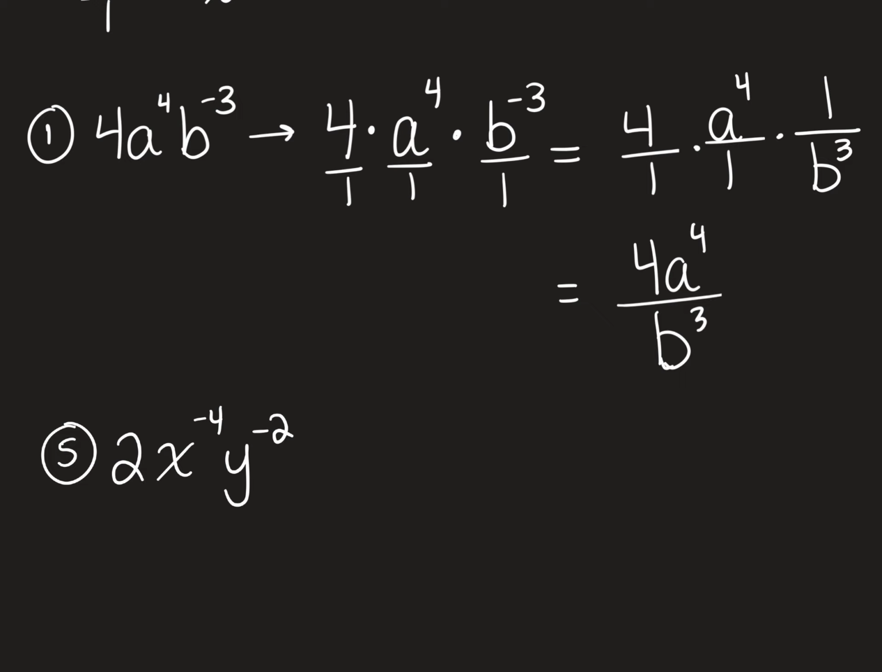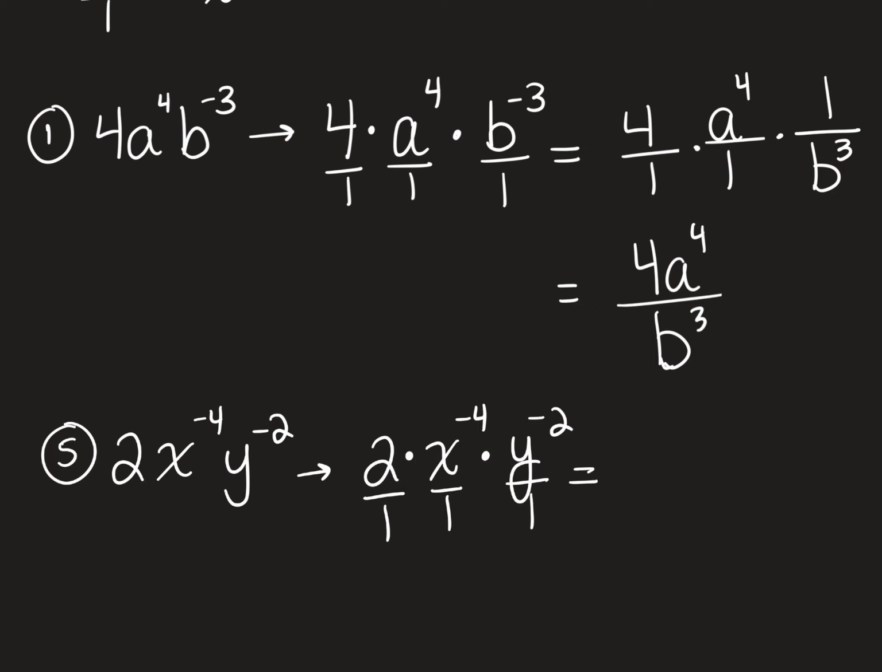Now, once again, I'm going to take a moment and really be intentional about my multiplication symbols. So I'm going to write that as 2 times x to the negative fourth times y to the negative 2. And then even go one step further and write each of those things as a fraction over 1. Now, once you get a little bit more adept at this, you aren't going to have to go through this process every time. But I think it's good when you're starting out. So then what does that become?